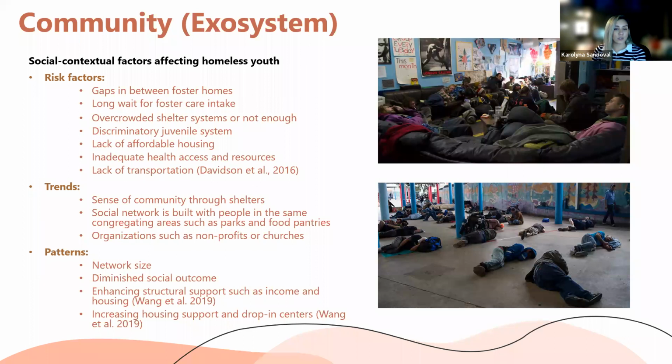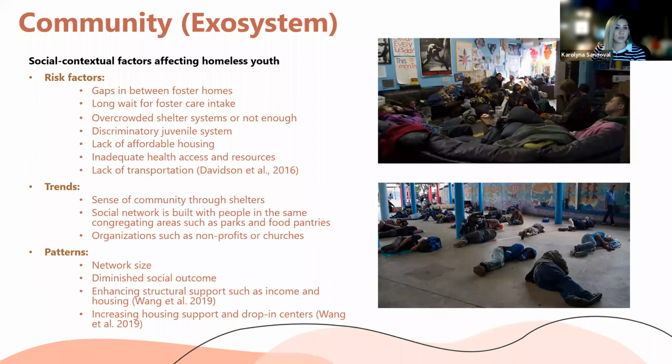2016. Some of the trends that I found were that homeless youth found a sense of community through shelters. The social network was built through the people that they found in the same congregating areas, such as the parks, shelters, or food pantries. Oftentimes, they feel a sense of community within the foster home. And some also cited organizations such as nonprofits or churches as community level places that homeless youth tend to reach out to.